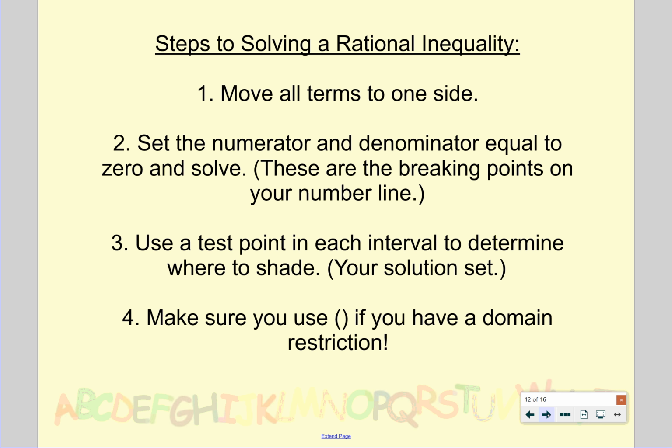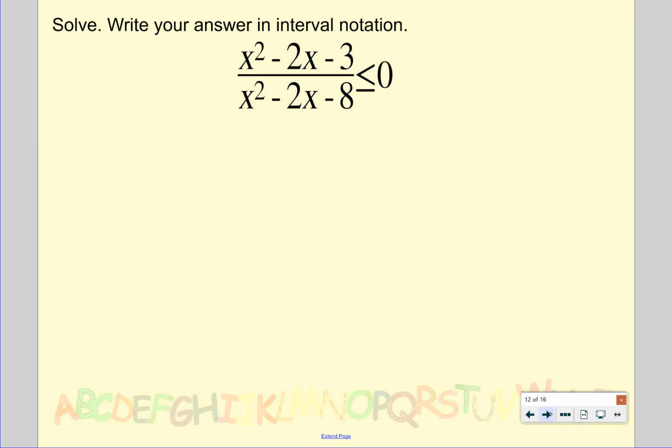Okay, got it? All right, first problem. X squared minus 2x minus 3 all over x squared minus 2x minus 8 is less than or equal to 0.